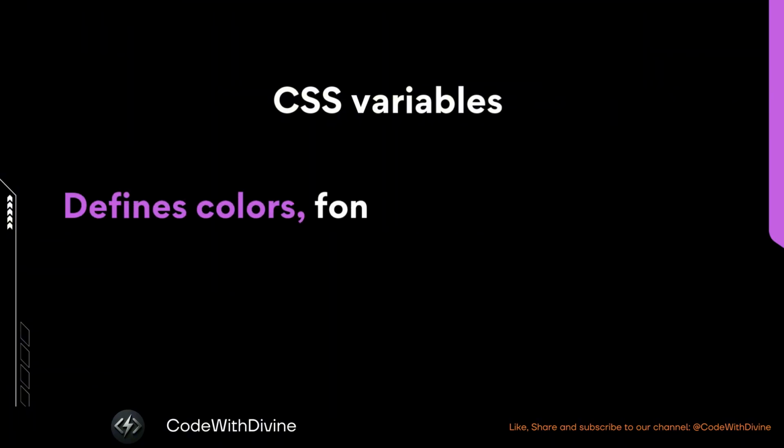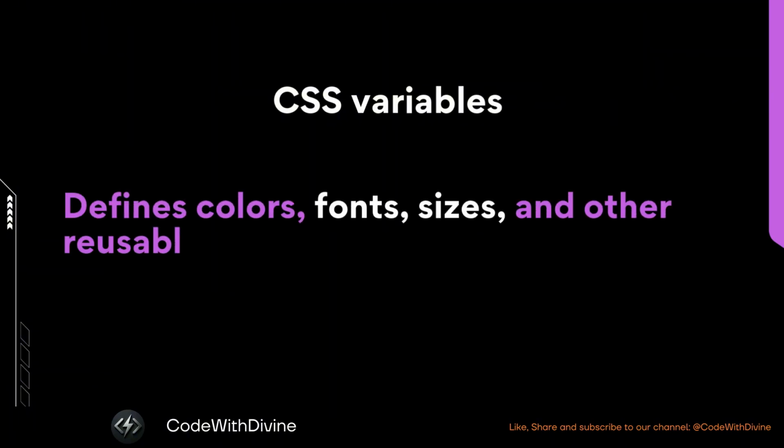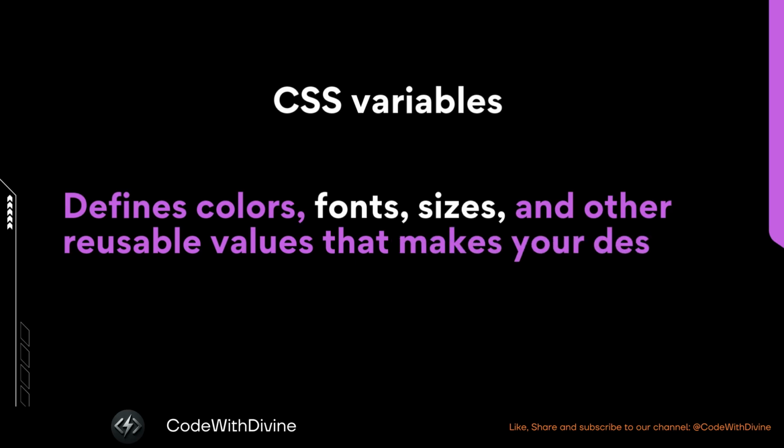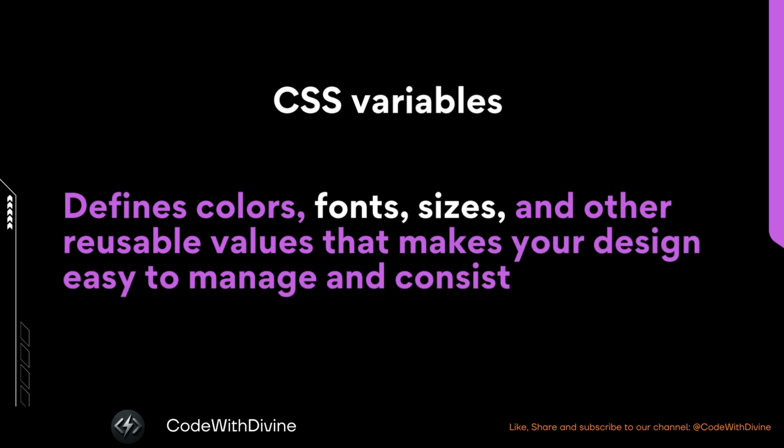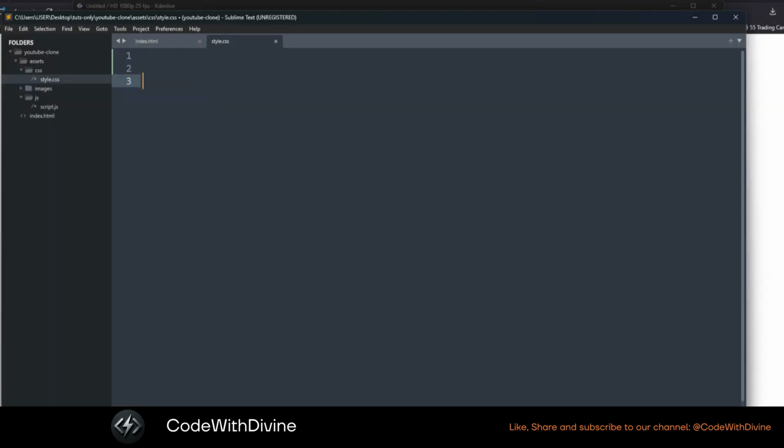Here, you can define colors, fonts, sizes, and other reusable values that make your design easy to manage and consistent. What you're seeing is essentially a declaration of a global style guide. Why am I doing this? Because when you want to change your layout later, and trust me, you will, you change it in one place instead of hunting through 50 different CSS rules. It's a game changer.